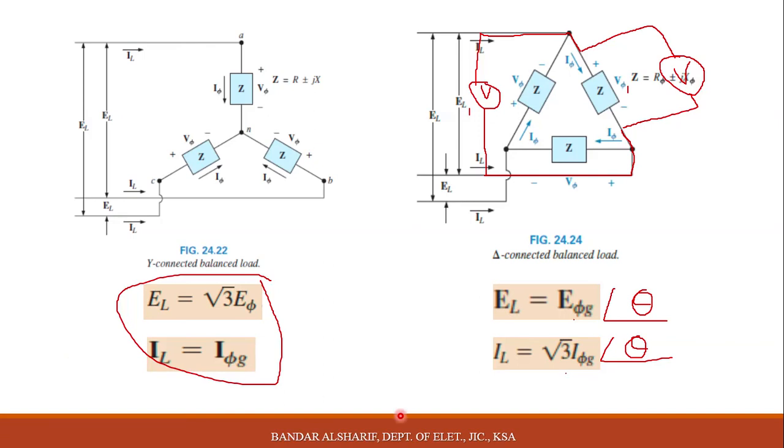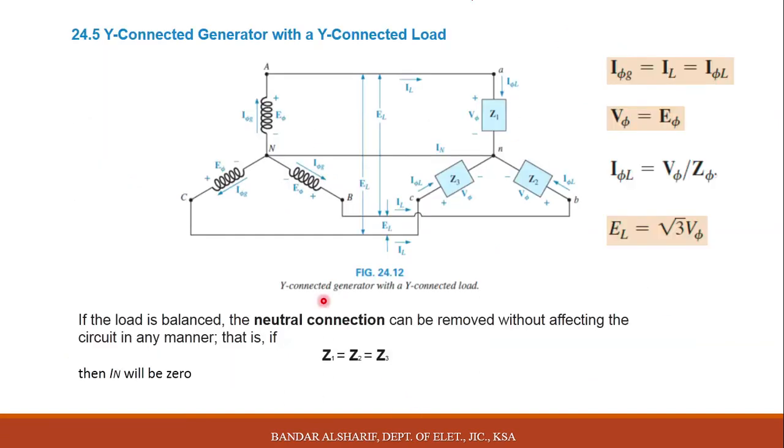Let us start talking about a Y connected generator with a Y connected load. This is the source, we will say generator, and this is the load. In this section, we will talk about Y source and Y load. You can see here, this is the voltage phase in the source, this is the current phase in the source, this is the voltage phase in the load, this is the current phase in the load, and in between there is the voltage line, between line and line we connect the voltmeter here.